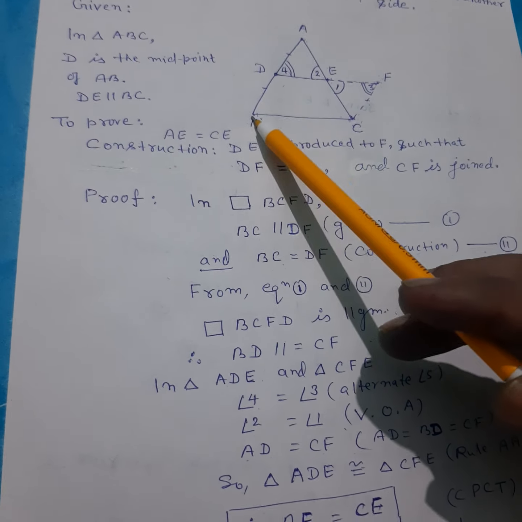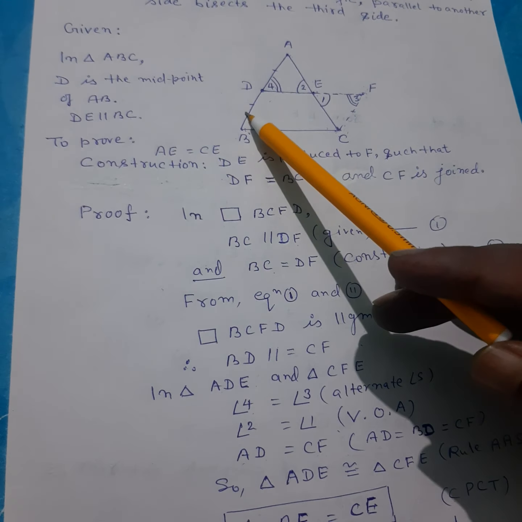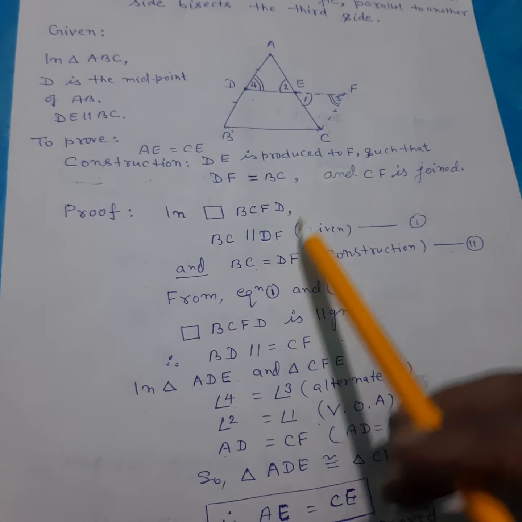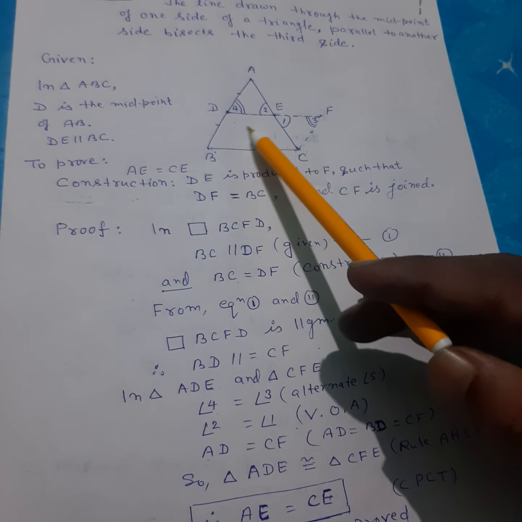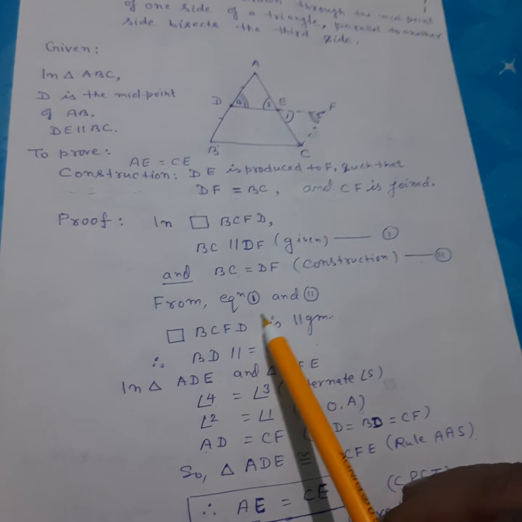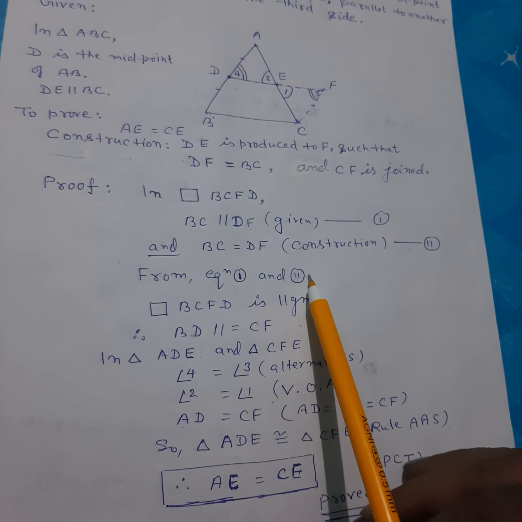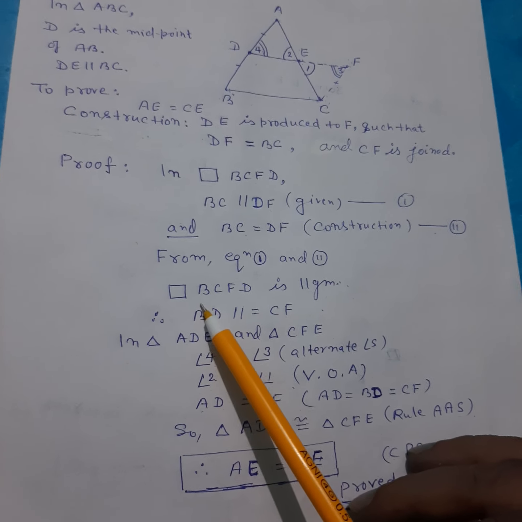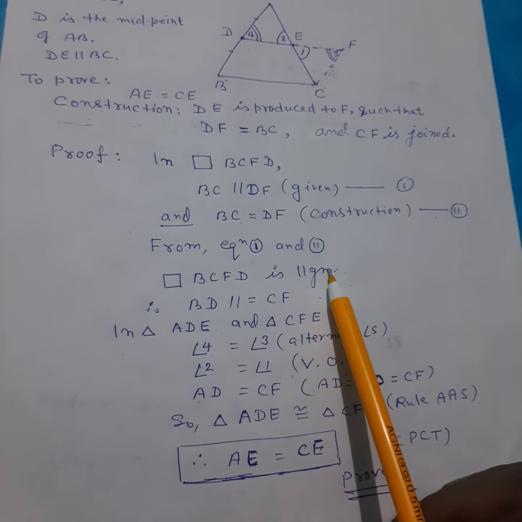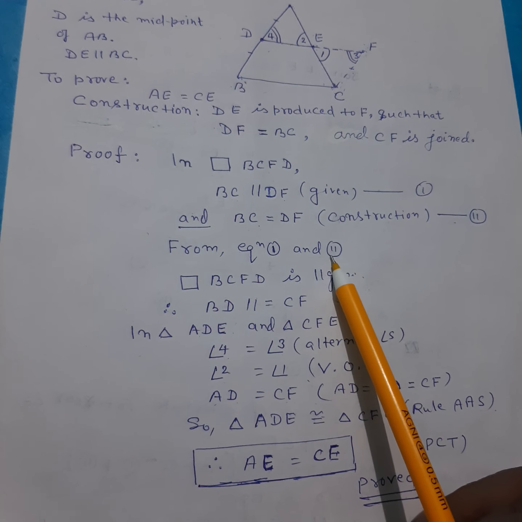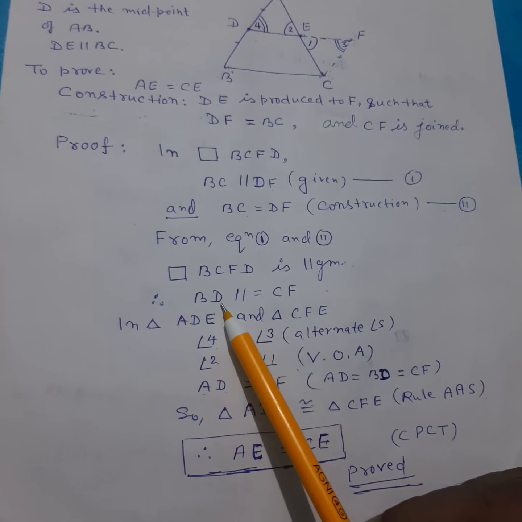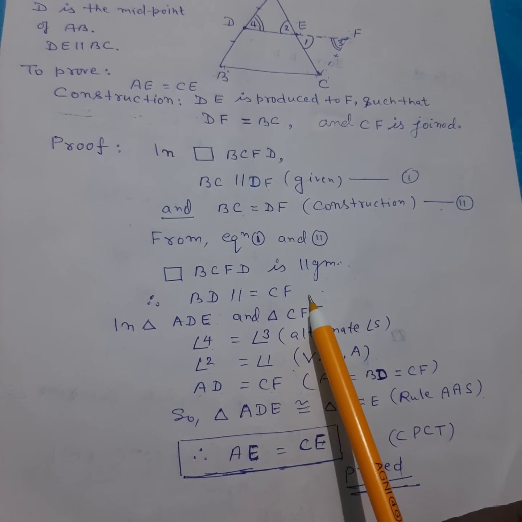In quadrilateral BCFD, DF is parallel to BC, given, and DF equals BC from construction. So from equations 1 and 2 we can write quadrilateral BCFD is a parallelogram because one pair of opposite sides are parallel and equal. So the other pair, that is BD, is parallel and equal to CF.